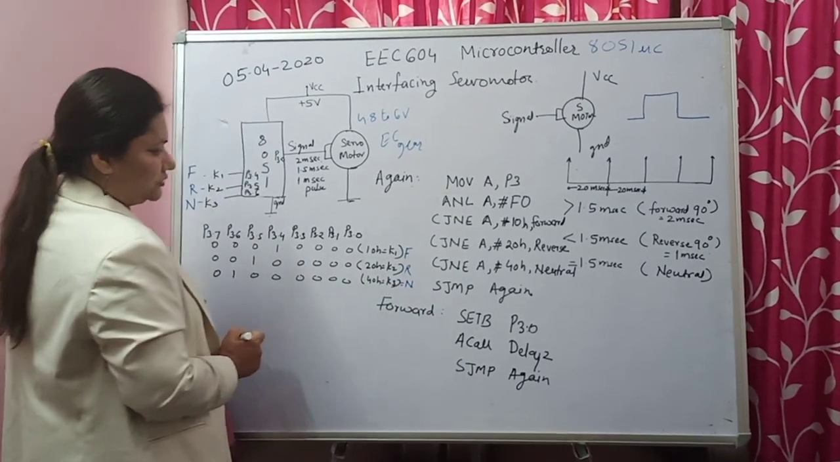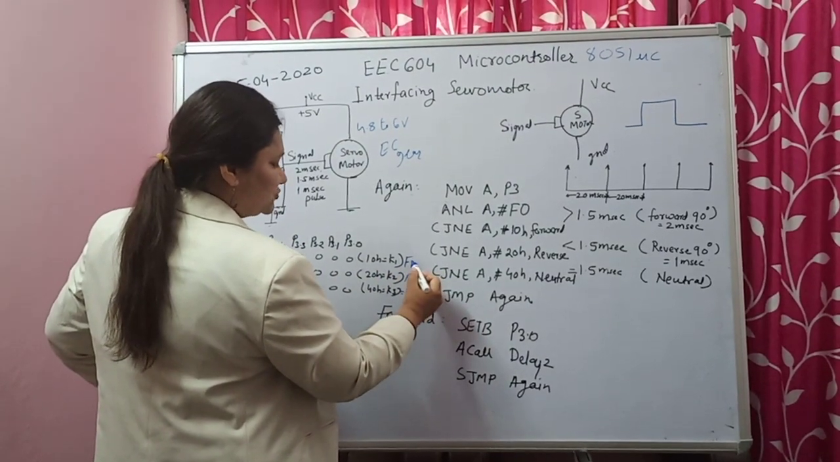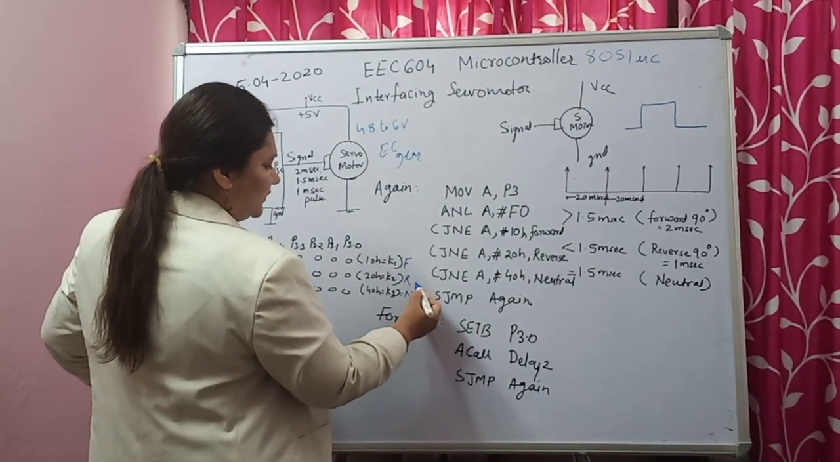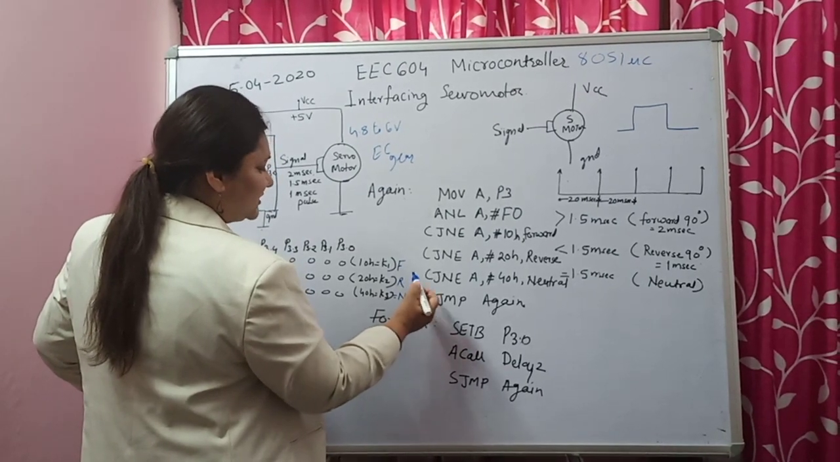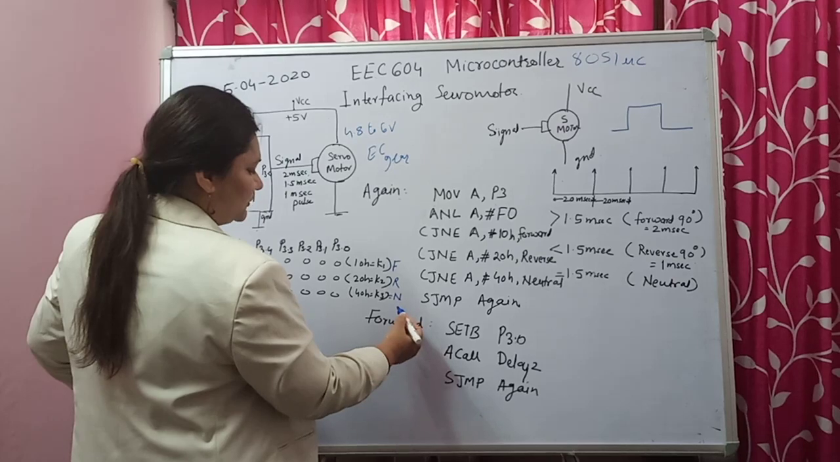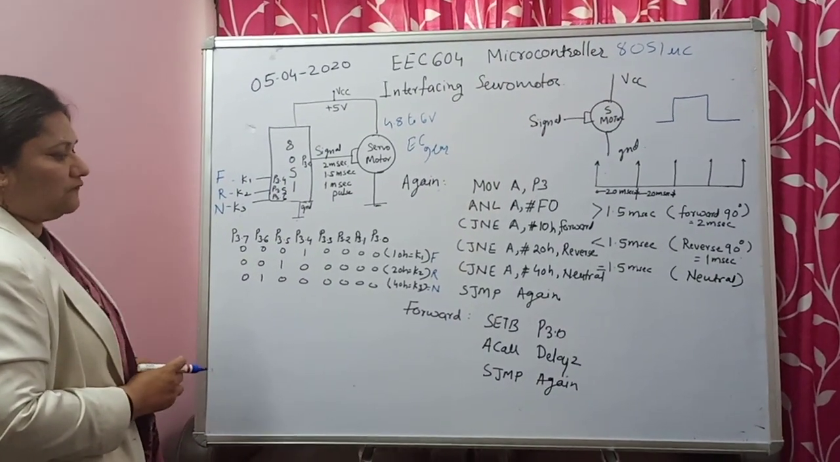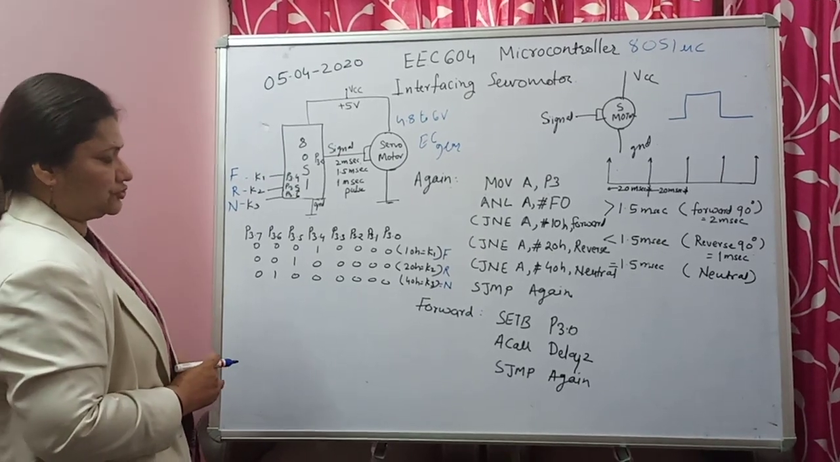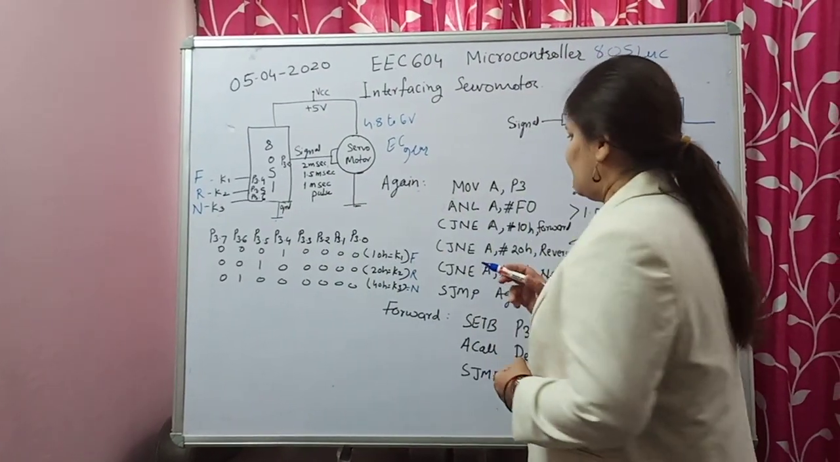to neutral position. So to move the motor in forward direction, you have to apply a pulse of 2 milliseconds. To move the motor in reverse direction, you have to apply a pulse of 1 millisecond. And to move the motor to neutral position, you have to apply the pulse width of exactly 1.5 milliseconds duration. So how to implement this with the help of a program?